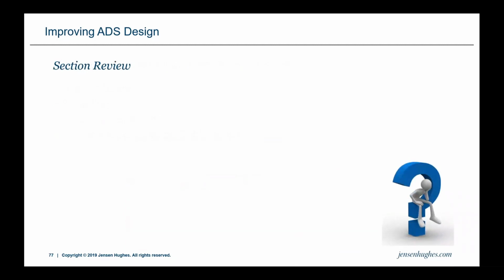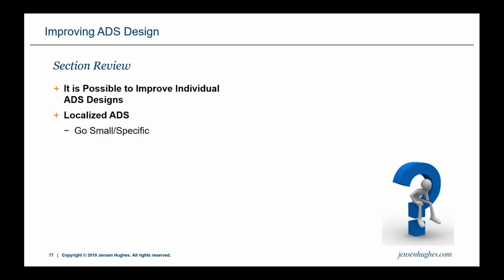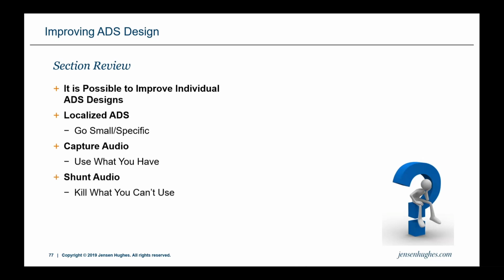So, of our six items that we talked about, it is possible to improve individual designs. Go small, go specific, provide a localized acoustically distinguishable space, even if that's with an imaginary boundary. Capture audio, use what you have, but again, be aware of some of the limitations. Kill what you can't use, right? Shunt the audio, shunt the distractions so that you can provide a better design for your fire alarm.